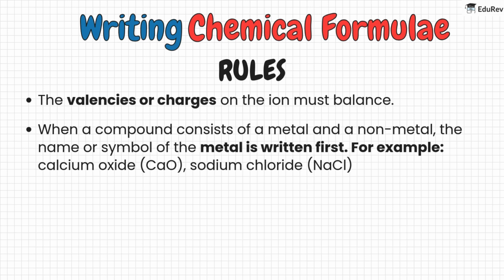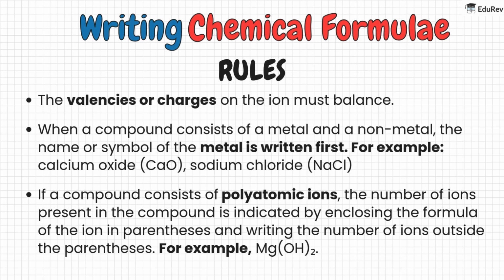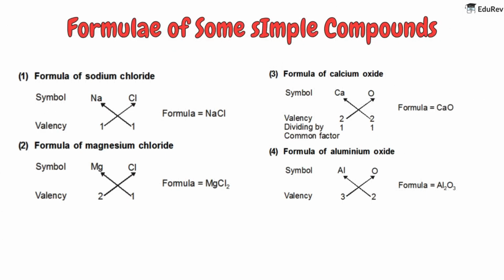For example, the formula of calcium oxide, the formula of sodium chloride. If a compound consists of polyatomic ions, the number of ions present in the compound is indicated by enclosing the formula of the ion in parentheses and writing the number of ions outside the parentheses. For example, the formula of magnesium hydroxide. Here are some more examples of formulas of some simple compounds. Formula of sodium chloride, formula of magnesium chloride, formula of calcium oxide, and formula of aluminium oxide.